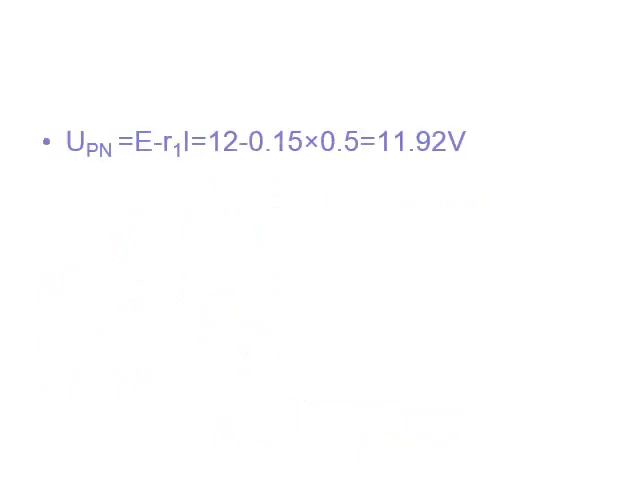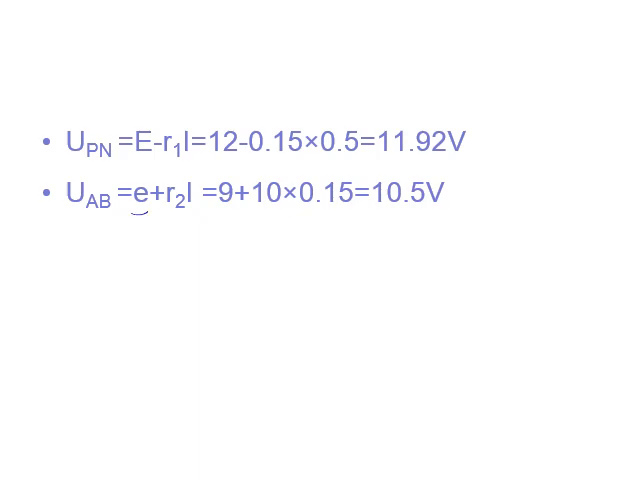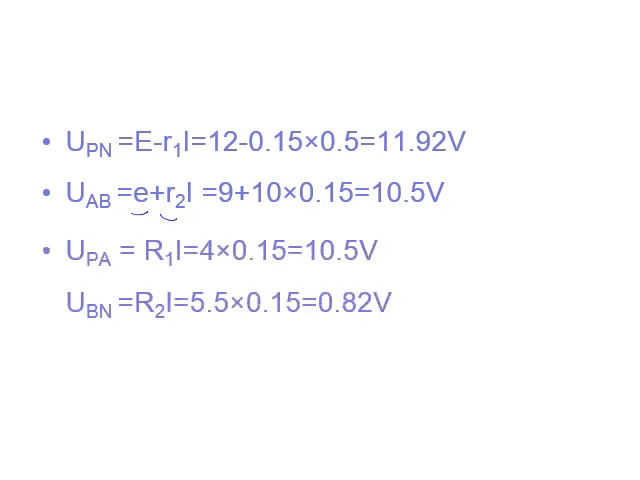Now, UPN equal E minus R1 I equal 12 minus 0.15 times 0.5 equal 11.92. U across AB equal E prime plus R2 I. E prime is equal to 9, R2 is equal to 10, I is equal to 0.15. U across PA equal R1 I using Ohm's law, R1 4 times I 0.15. U across BN equal R2 times I, which is 5.5 times 0.15, which is 0.82 volt.